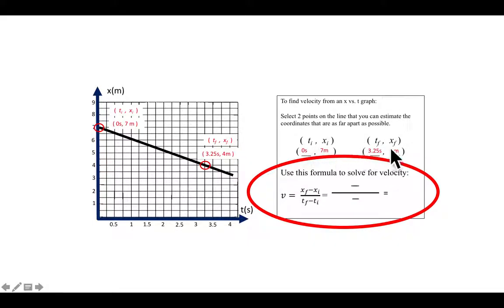So now that we have those values determined and we have them placed over here in the box so we can refer to them easily, then we're going to follow the pattern that you saw before, where we're going to ensure that we follow the pattern of xf minus xi divided by tf minus ti.